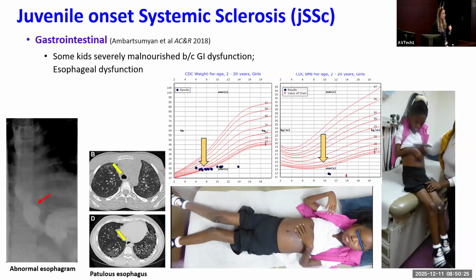And you can even catch this on their CT. Again, just another pearl. When you're looking at the CT for interstitial lung disease, also look to see if they have that patulous esophagus, that giant dilated esophagus. A lot of them will have it dilated all the way throughout. And that's basically showing that they have some major GI issues. These patients should be sleeping with the head of their bed elevated, be on PPIs and H2 blockers, et cetera.